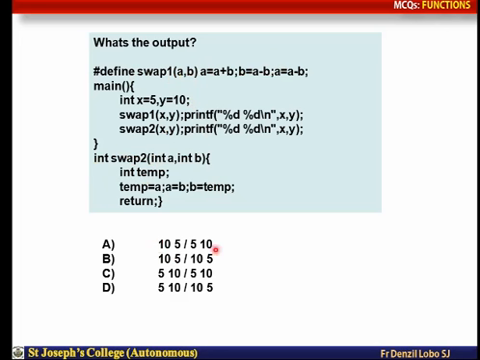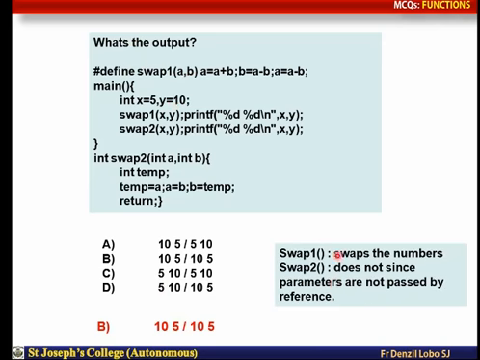Is it 10, 5, 5, 10, 10, 5, 10, 5, 5, 10, 5, 10, etc.? It will be 10, 5 and 10, 5. Let us see why. Here you are calling this first function. Swap1 swaps numbers. This is a macro, it will swap numbers. But swap2 does not swap numbers because you are not passing arguments by reference. Only when you pass by reference is it going to exchange values.